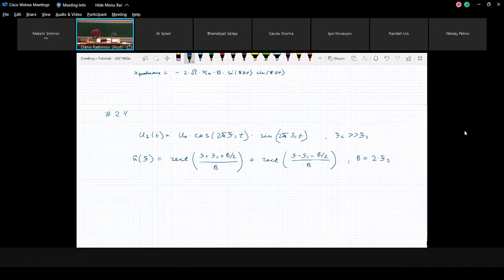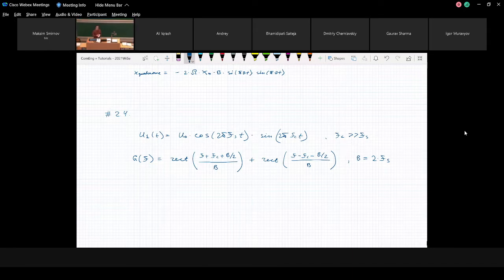Now we try to solve the following problems. First, we need to determine the signal u2 of t, and the corresponding spectrum at the bandpass filter output. We have to pass our signal and find how the output signal will look. So first of all, let's try to understand how we can do this.